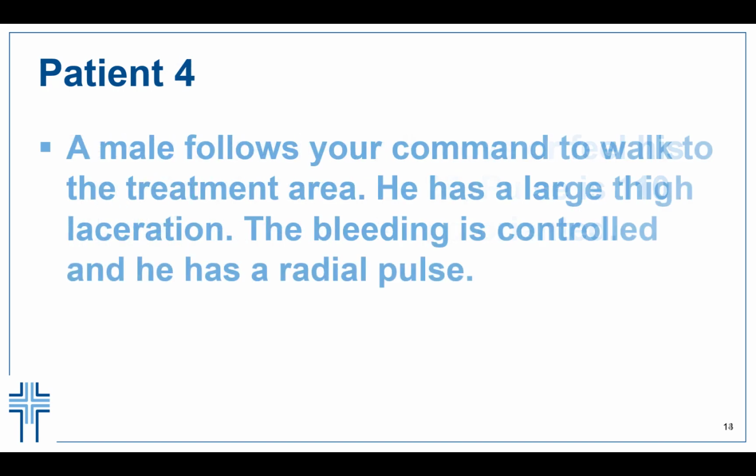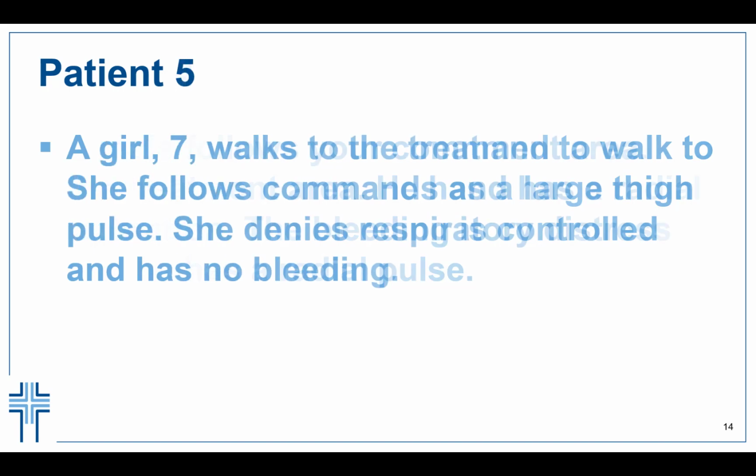So, patient number 4, male, follows your commands to walk to the treatment area. He has a large thigh laceration. The bleeding is controlled, and he has a radial pulse. What are we thinking? He's a green, right? He's able to walk to the treatment area. He needs some attention. He needs to go to the hospital, right? Got to get that laceration figured out. There might be something else going on. Bleeding is controlled right now. We want to continue to monitor him and make sure the bleeding continues to be controlled. But I think for the most part, he's a green.